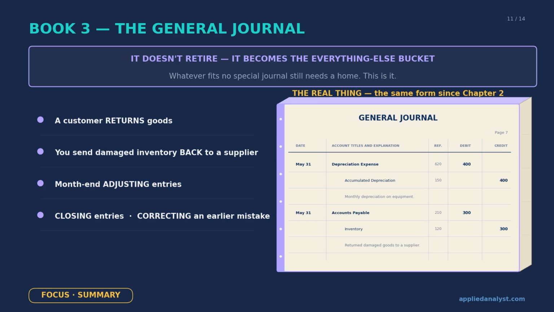That is not a weakness. It is the design on purpose. Keeping the odd transactions out is exactly what lets the special journal stay one clean line each.